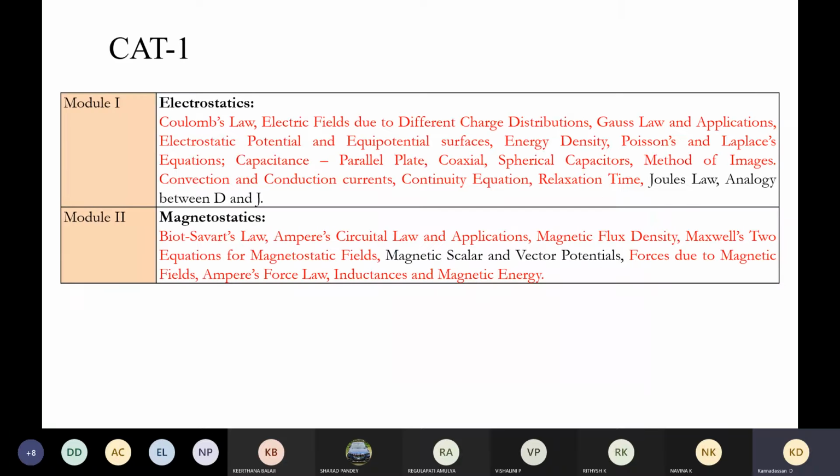I believe you already know the syllabus for that course, and so we are going to learn about this. In this class, we are going to learn about Ampere's force law and the inductance and magnetic energy.